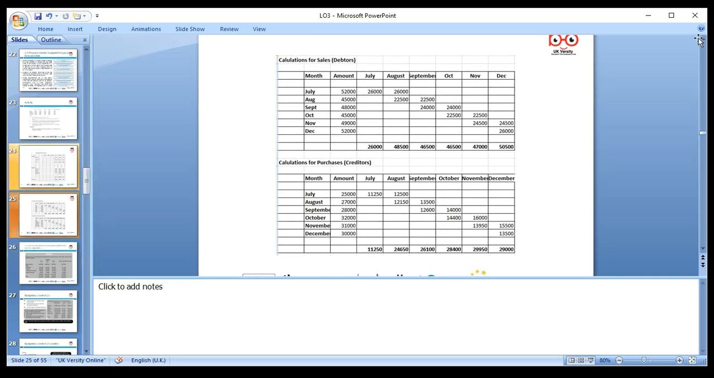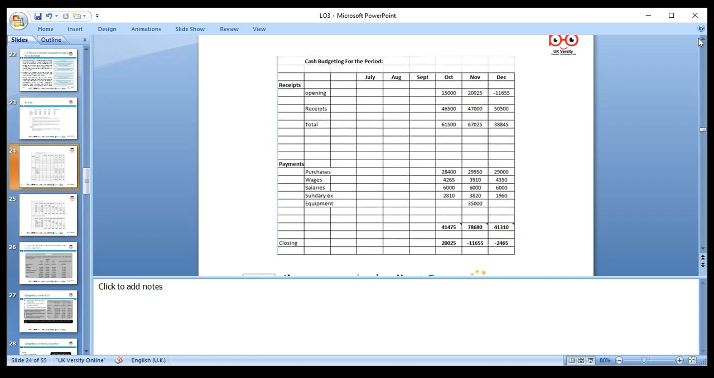So in October, we've been given the opening balance and how much receipt we have coming in. You will see 46,500, and that's what we included. So in total we have incoming, and then we have purchases, how much we need to pay, wages, and salary, which is fixed every month. Then we have a sundry expense which is given, and then we have equipment. So we add them. Receipts minus payments equals our closing balance. So 61,500 minus 41,475, we have a positive.